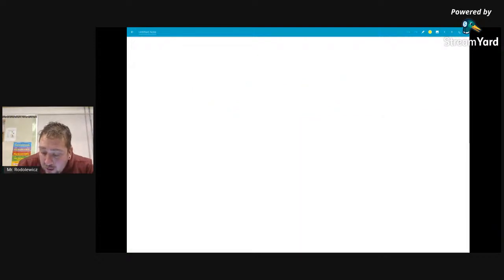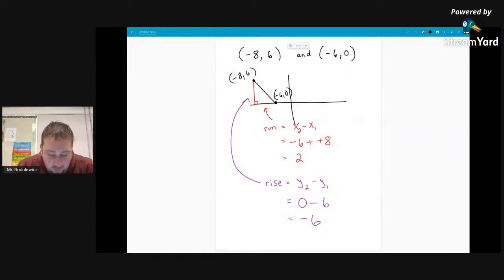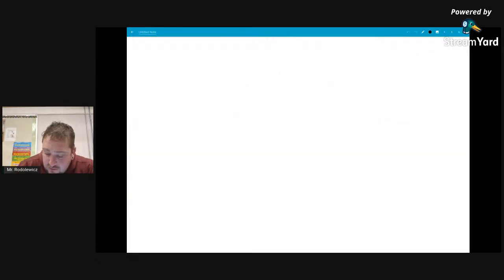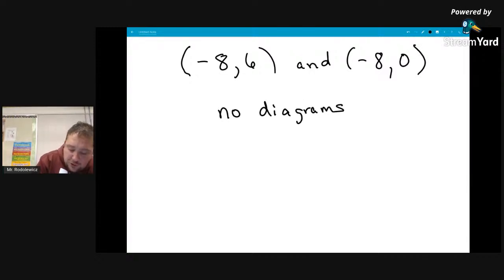Do you remember in the last video you watched a couple minutes ago from Delta Math, the example? Actually, I can go right back to it. It was right here. We worked it out. I'm going to do this now without working out a diagram. I'm going to do it just applying the formula. -8, 6, and -6, 0. So same question, but no diagrams. No diagrams, just formula based.